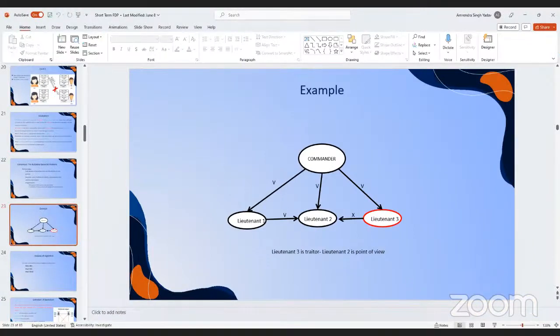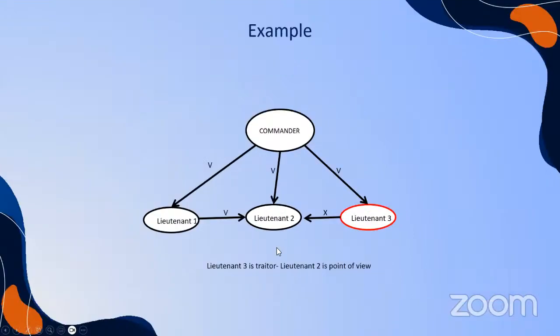Yes, thank you. From the point of view of lieutenant 2, lieutenant 3 is a traitor, because lieutenant 2 received the V message from the commander.